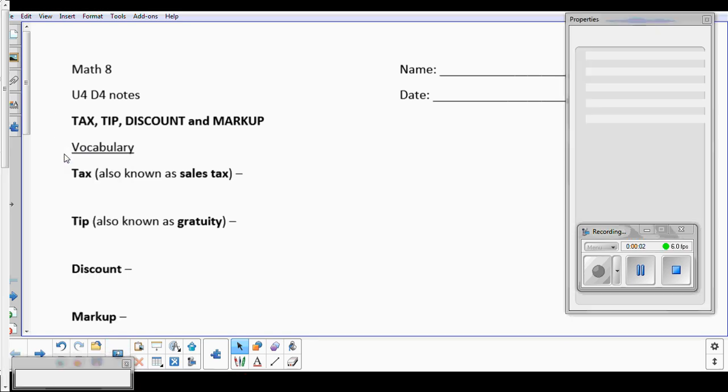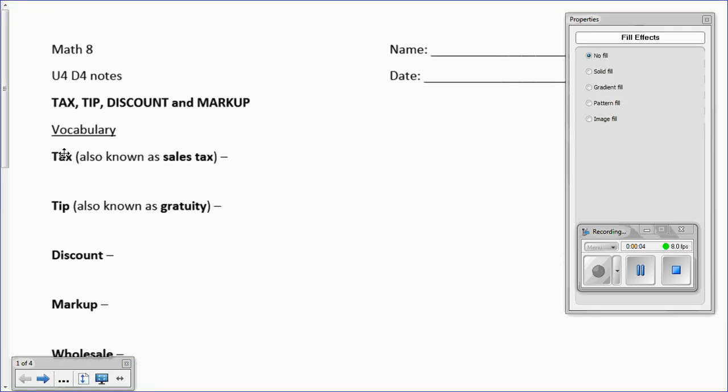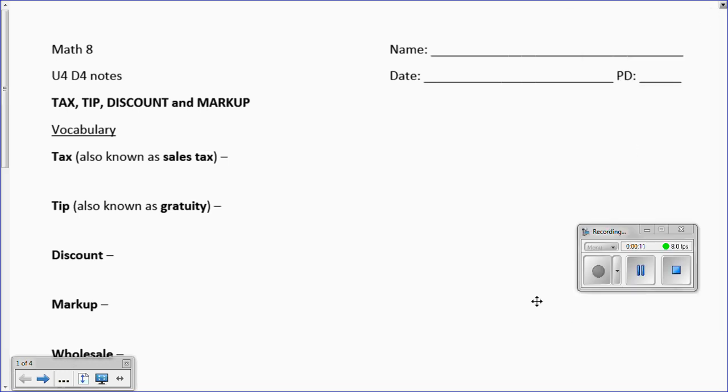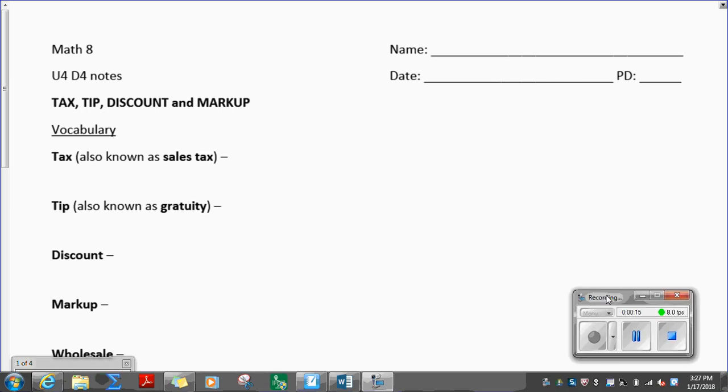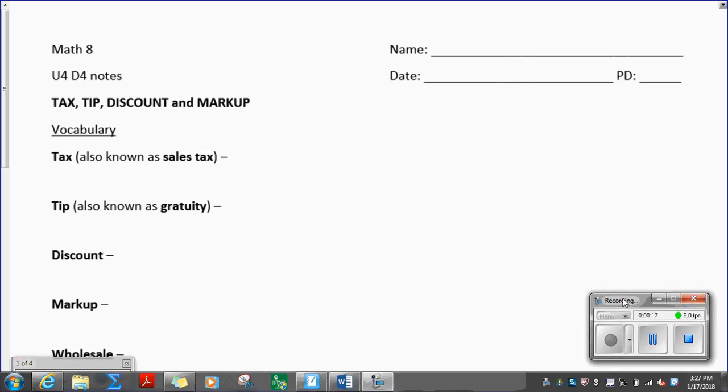Hi everybody, today we're going to do day 4 notes, which are on tax, tip, discount, and markup. Now, it seems like a daunting thing because there's just so many words. However, tax, tip, and discounts you guys already deal with on a day-to-day basis. Every time you purchase something, there's a tax related to it.